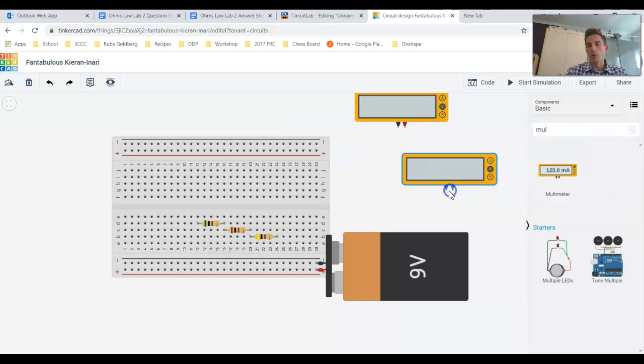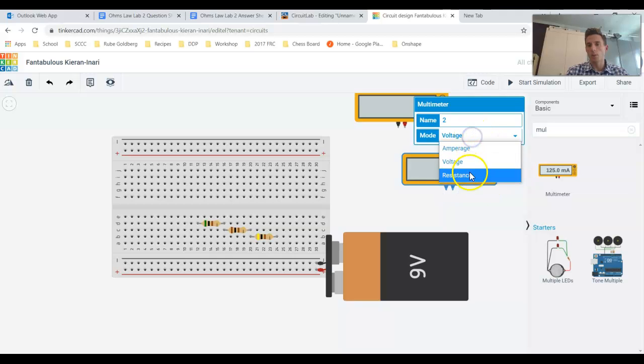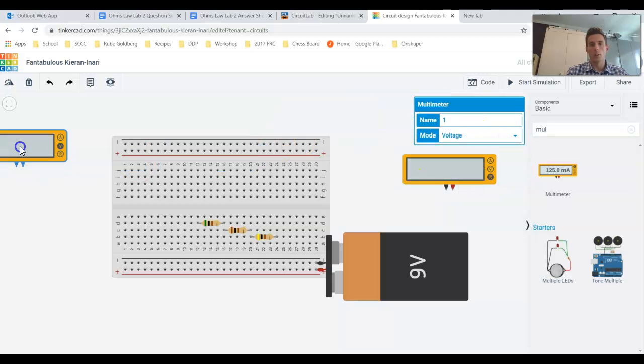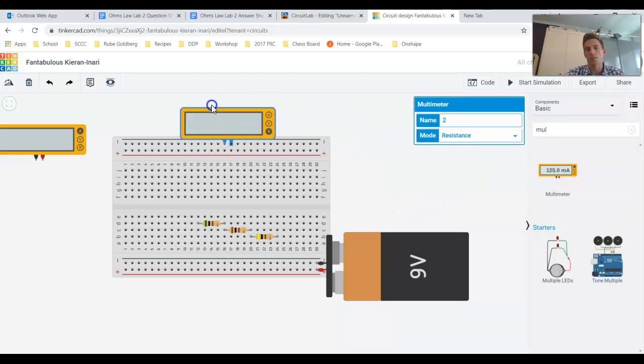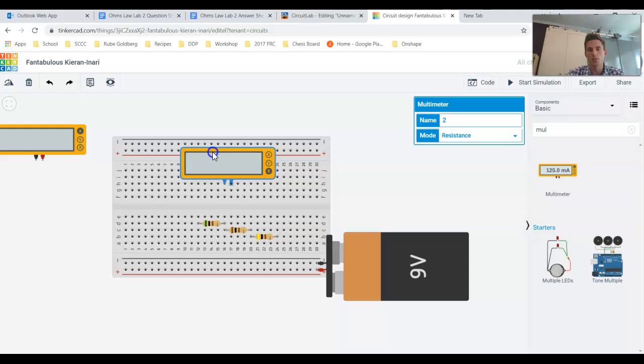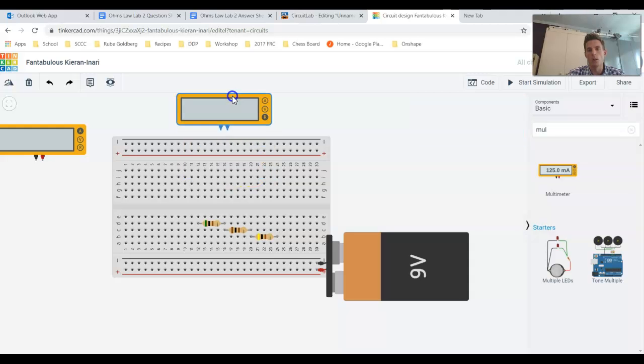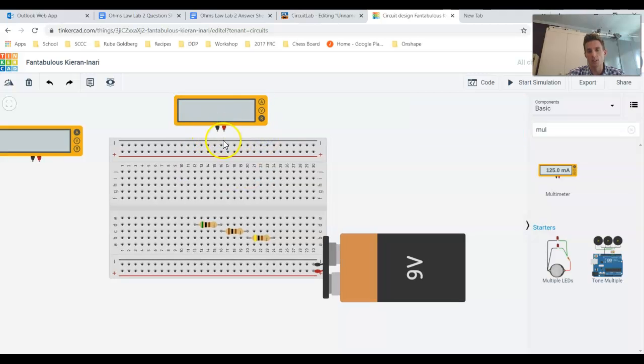And while I'm at it, I'm going to snag two of these. One of them is going to be a resistance multimeter, and one of them is going to be an amperage multimeter. Anyways, so let's check our resistance first. Remember, do not just strap this thing onto the board, hold it off of the board so that these connections are outside. We're going to connect one wire to one side of here.